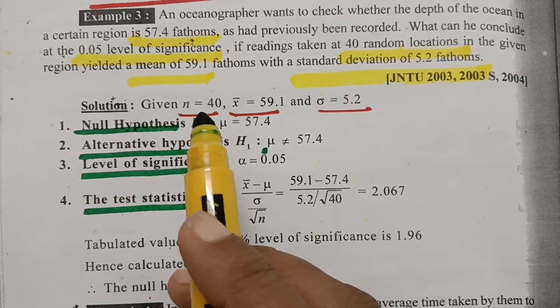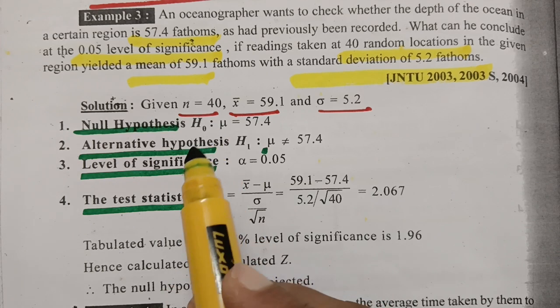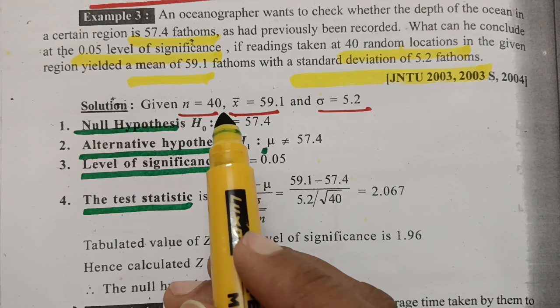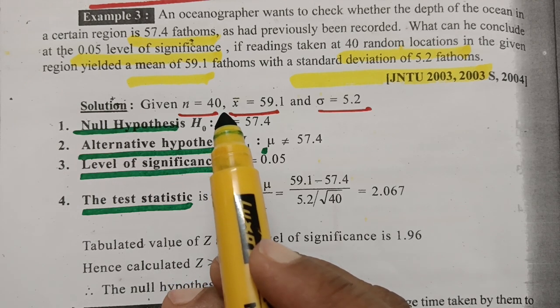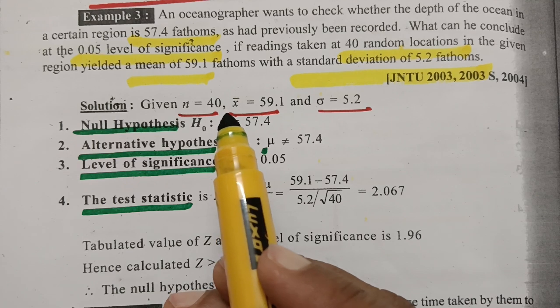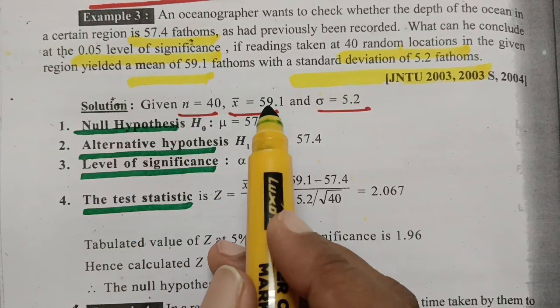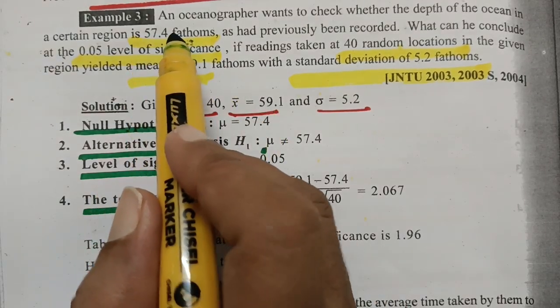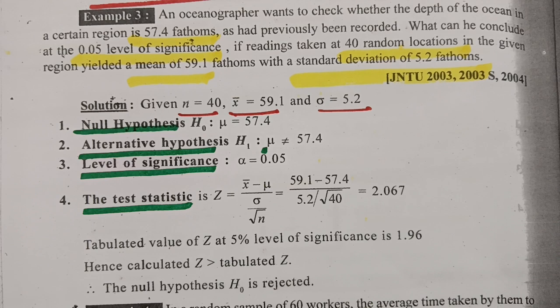So first we have to decide which is mu and which is x bar. Here I'll tell you one logic: whichever of the means is the bigger one, you take as x bar, and whichever is the smaller one, you take as mu. So x bar is equal to 59.1 and mu is equal to 57.4. So this is a small logic. Please remember it, then you don't get a wrong answer.